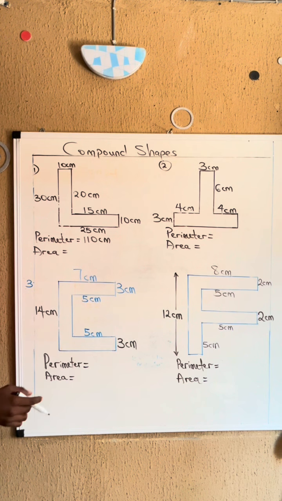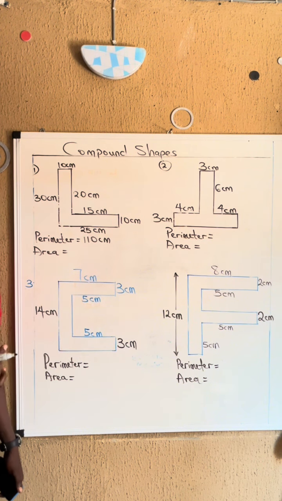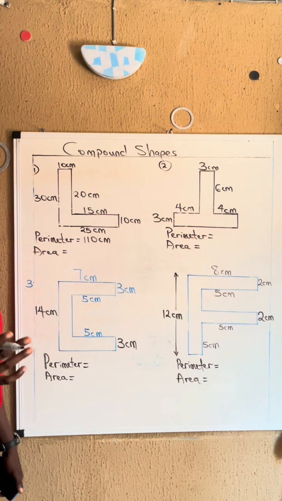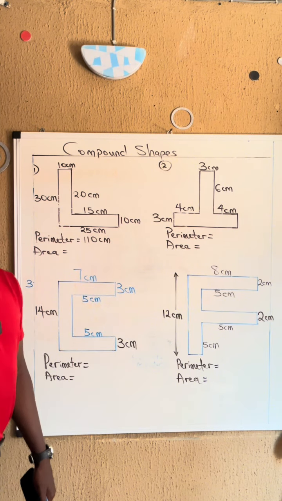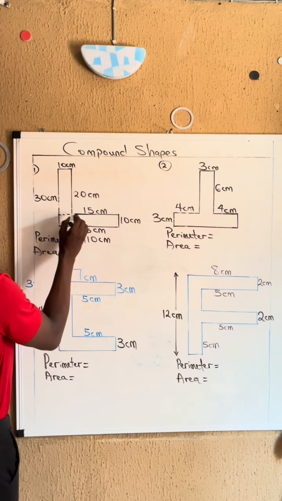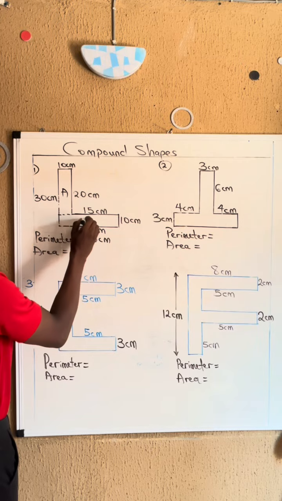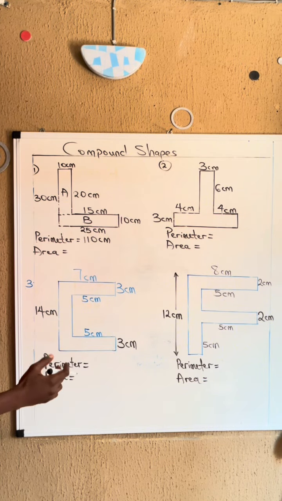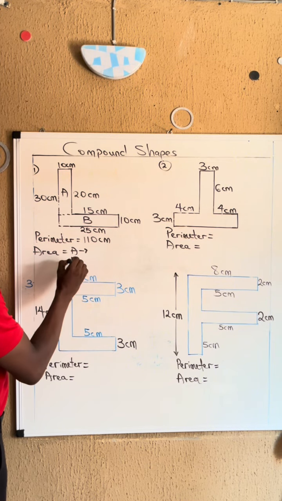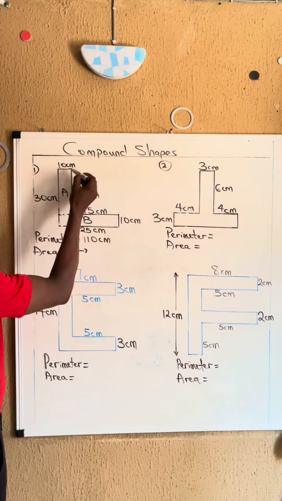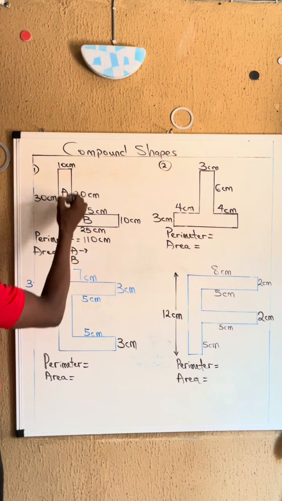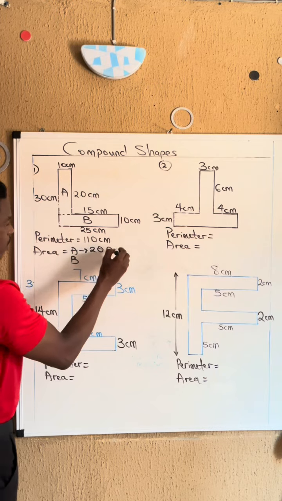For the area, we have to divide this shape into 2 parts. They are not equal. So this goes this way. So I can call this shape A and this shape B. And getting the area, I have to find the area of A and the area of B. The area of A is 10 times 20. You know, from here to here is 20, not 30. So 10 times 20 gives 200.